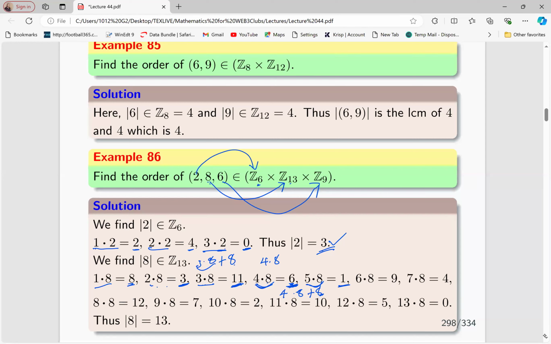What about 8 six times? And so on, until you find that 8 thirteen times gives you the identity you're looking for. 8 thirteen times. That means the order of 8, therefore, is 13.